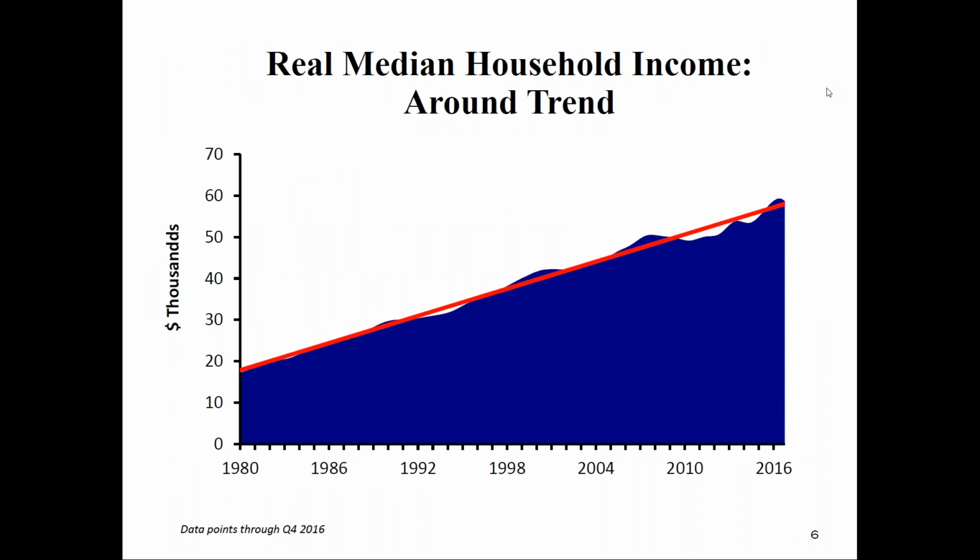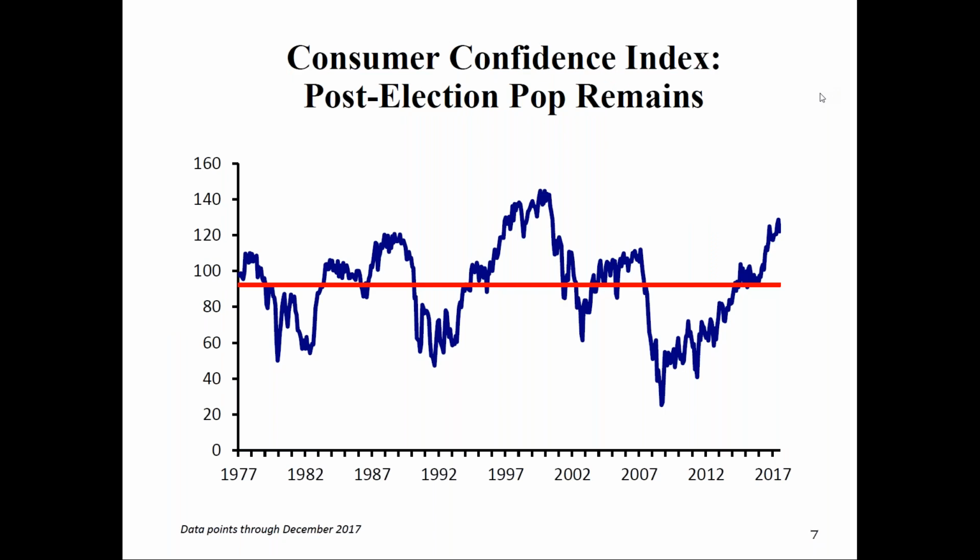Where are we at? Real median income in the U.S., pretty close to trend. It's growing at about 2.25 to 2.5% in real terms. People are doing okay. Basically, not surprisingly, if you have a job, this is a good economy, and most people are getting their income around the median from having jobs. Go to the next chart, you'll see consumer confidence.